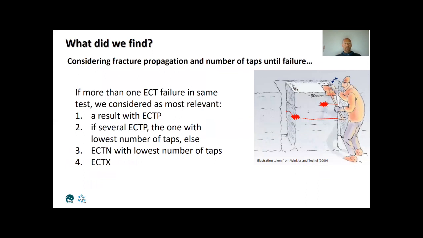Now, let us now consider fracture propagation and the number of taps until failure together. For this, we went stepwise. If there was more than one ECT failure in the same test, as is shown there on the right-hand side in the picture, we considered as most relevant the test result which resulted in an ECTP. If there were several in the same snow pit, then the one with the lowest number of taps, and otherwise we used ECTN or ECTX.